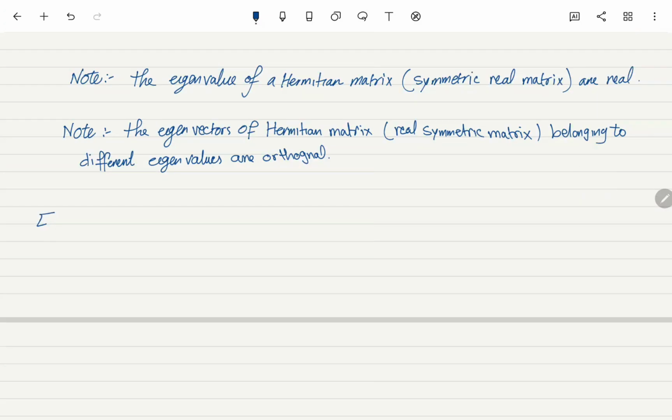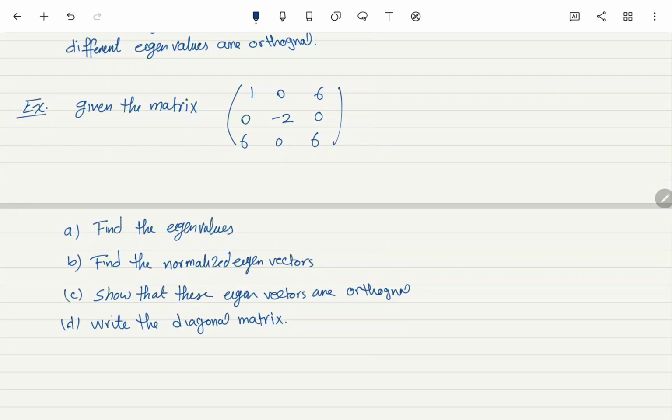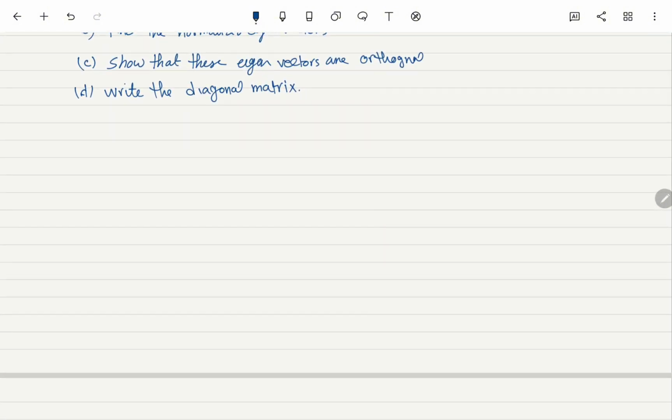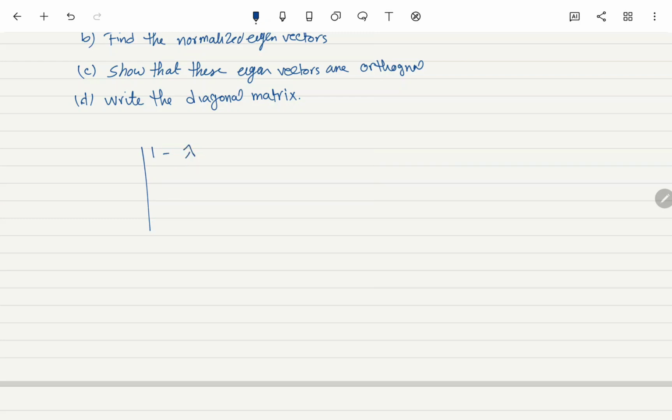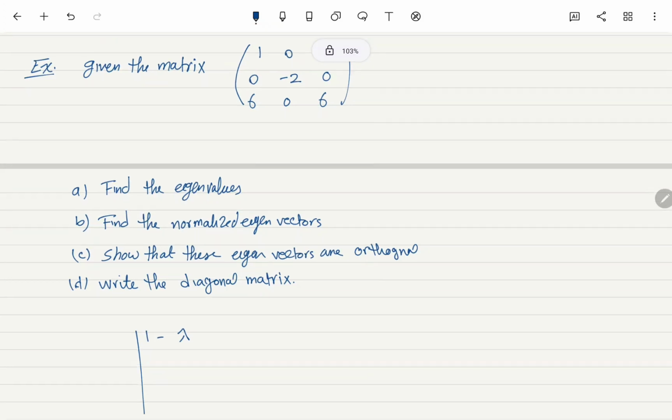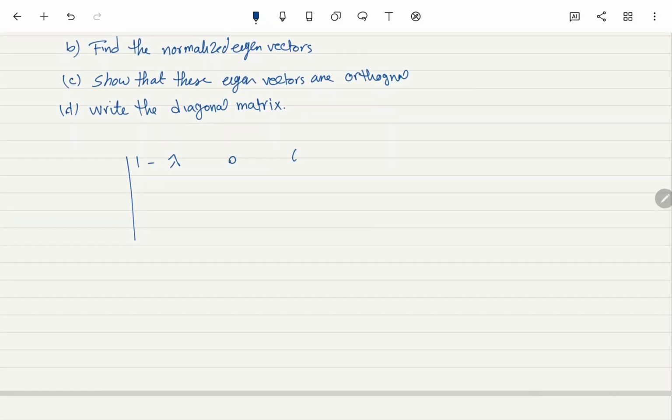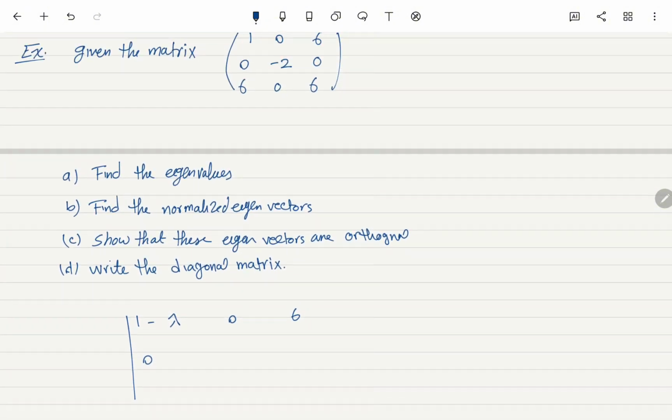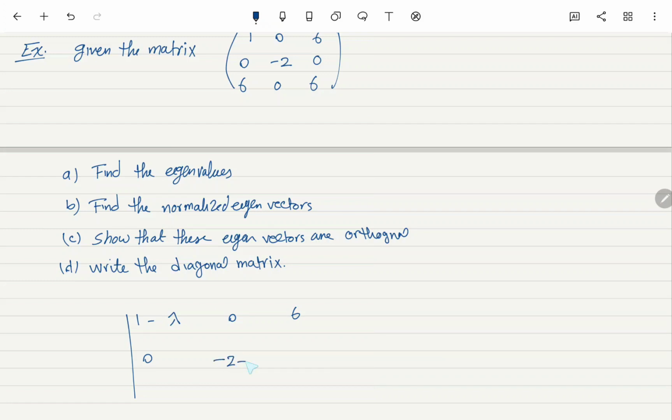Let's have an example. Given the matrix, this one right here, find the eigenvalues, then find the normalized eigenvectors. After that, show that these eigenvectors are orthogonal and write the diagonal matrix. Starting from the secular equation here, you just subtract lambda from the diagonal, so it's equal to the determinant of 1 minus lambda, 0, 6; 0, minus 2 minus lambda, 0; 6, 0, 6 minus lambda, and this equals 0.